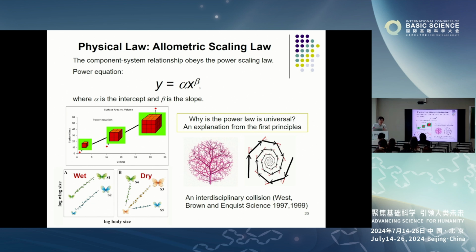That's a universal law. It's in physics, and biology, and chemistry, and everywhere. It's even in social science. This power law is universal.